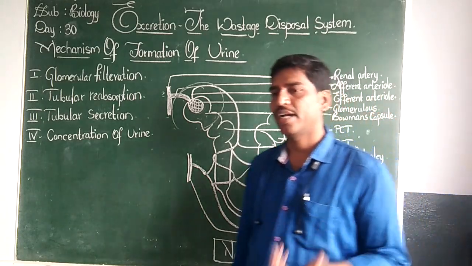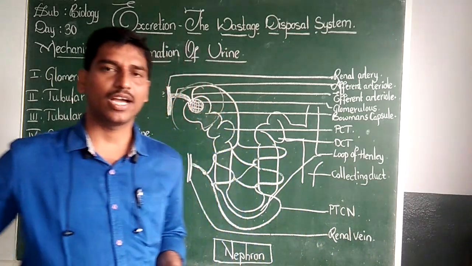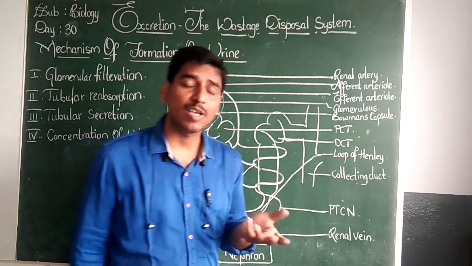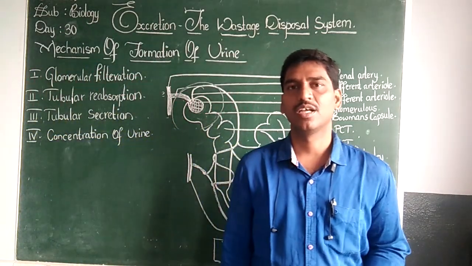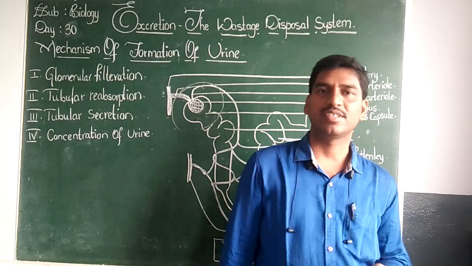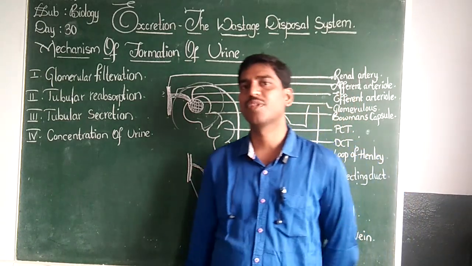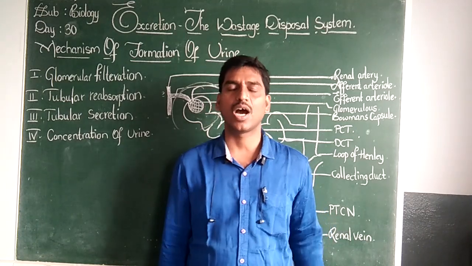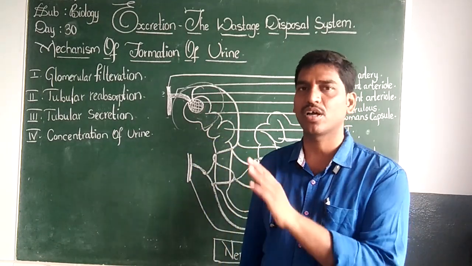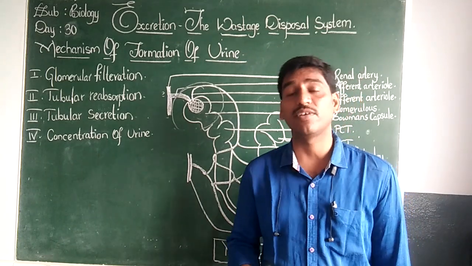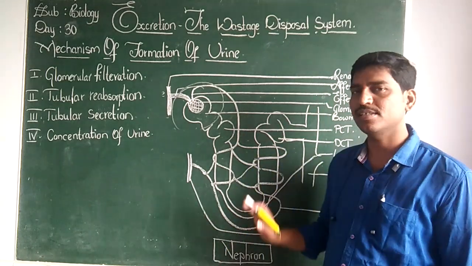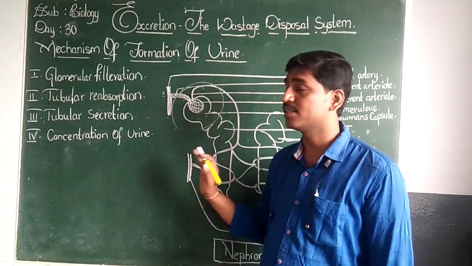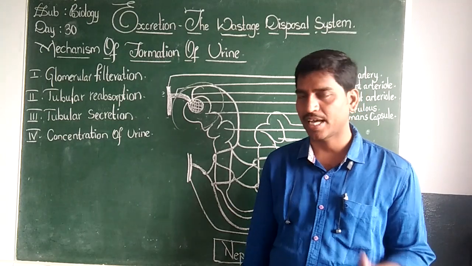We are very clear, right? I have compared a nephron with the filtering mesh of our teeth. That means the filtration process is going to take place in the nephron. Which parts are going to function, and how the different parts of nephron are going to function as a filtering unit? This is what we are going to study in this topic, mechanism of formation of urine.